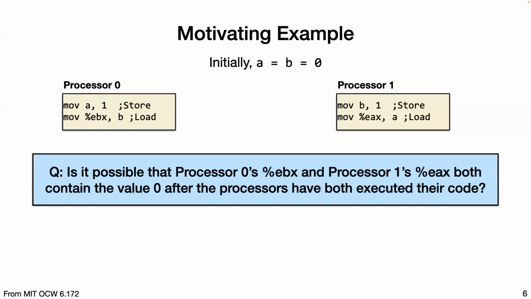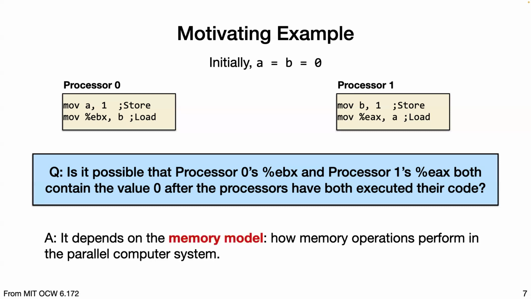So this is a good point. If we assume that the cache coherence protocol does it for us, and we assume that the stores have to happen before the loads, then it is true that at least one of them will have to be 1. But that is making an assumption about the memory model, that when you write code like this, the stores will happen before the load. And we will see later that that is not necessarily always true.